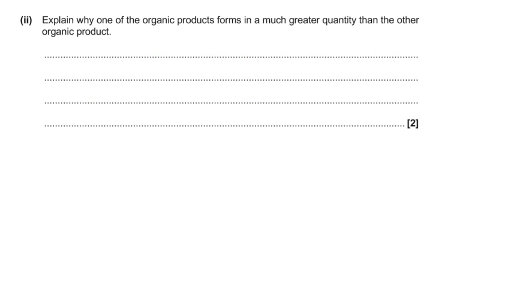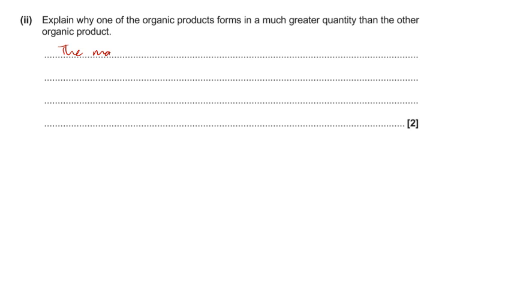Okay, the next part requires us to explain why one of the organic products forms in much greater quantity than the other one. And the trap here is to talk about Markovnikov's rule, which is really just a trick to get you to be able to draw the major product. It's not a chemical explanation. What they're after here is the chemical explanation, which is that the major product forms from the more stable carbocation. So we can write words to that effect.